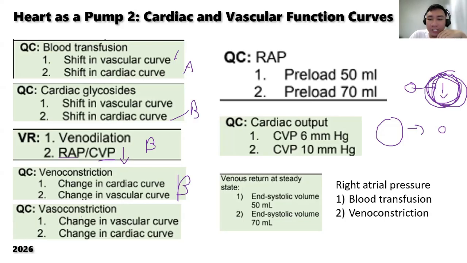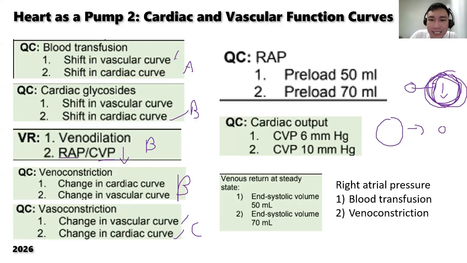How about vasoconstriction? So vasoconstriction causes increased TPR. And we saw that vasoconstriction changes both your vascular curve and your cardiac curve. So this is C. Vascular curve, kasi konti na lang yung blood ang punta sa vein. Kasi nga, kinonstrict mo yung arteries mo. Change in the cardiac curve because of increased afterload. So bumaba yung cardiac output niya kasi ang laki ng kailangan niyang i-overcome na pressure.